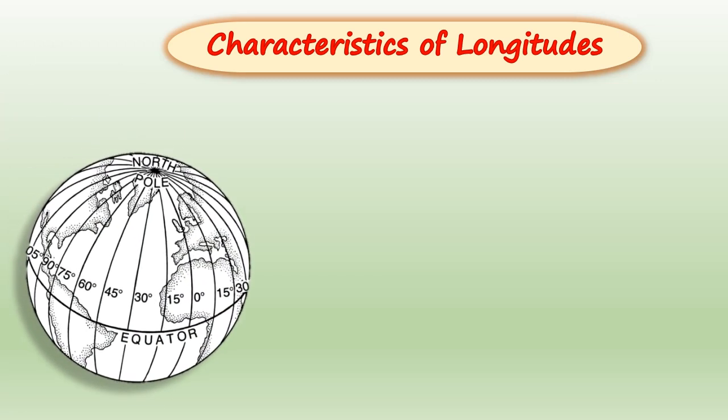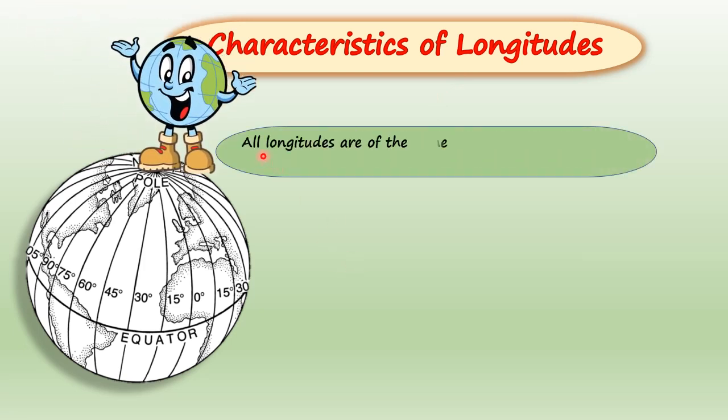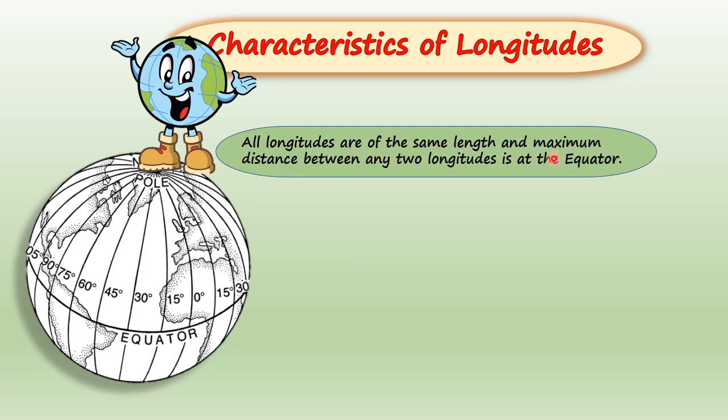Now, children, what is this? This is a globe, and these vertical lines are what? Yes, children, tell me, these vertical lines are what? These are longitudes. These are longitudes. Yes, children, these are longitudes. So let's see what are the characteristics of longitude. First one: all longitudes are of the same length and the maximum distance between any two longitudes is at the equator.